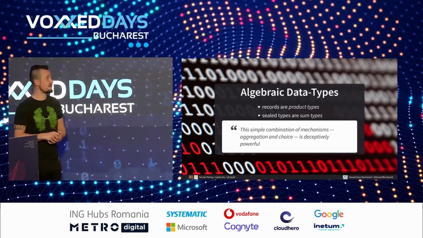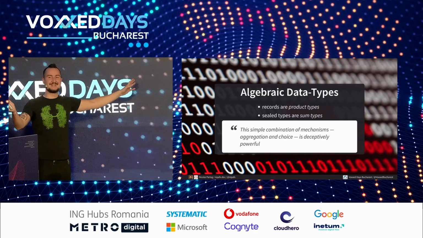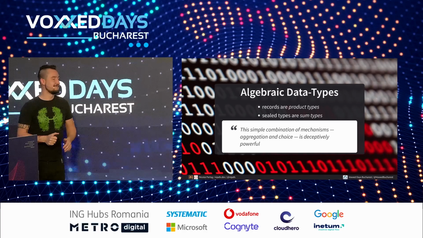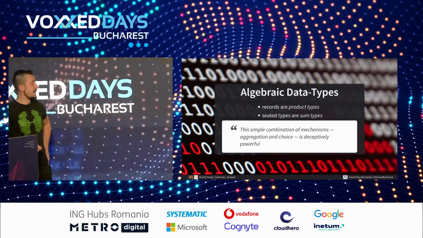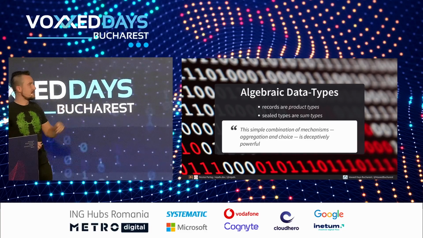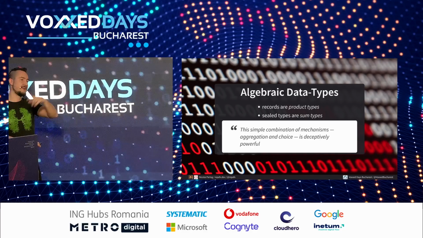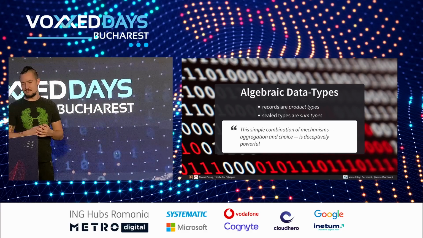Okay, so talking about relaxation, algebraic data types. If you're interested in that term, look it up, but I'm not going to go into detail here. It's not at all because I don't understand those. But records are product types and sealed types are sum types. If you want to know what that means, that much I can explain to you. Find me after the talk or at the conference. I'll be here today and tomorrow. But for now, I want to skip this.